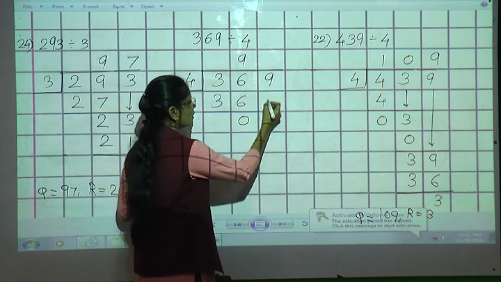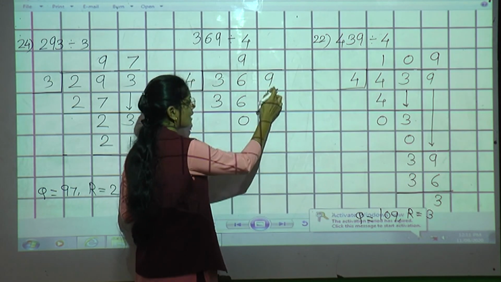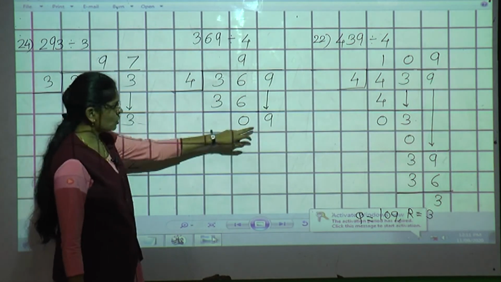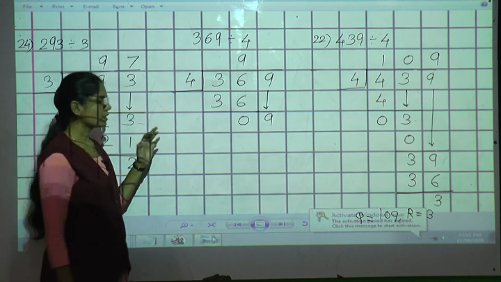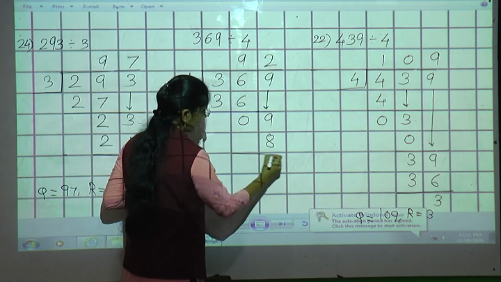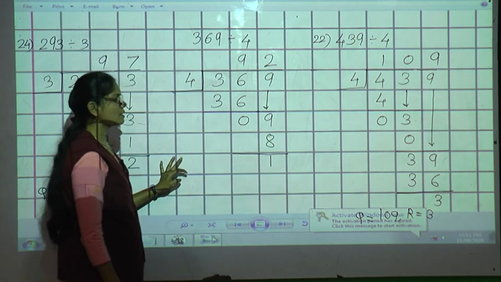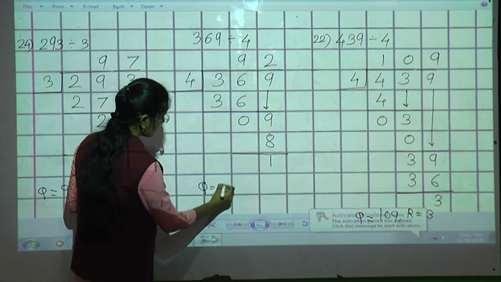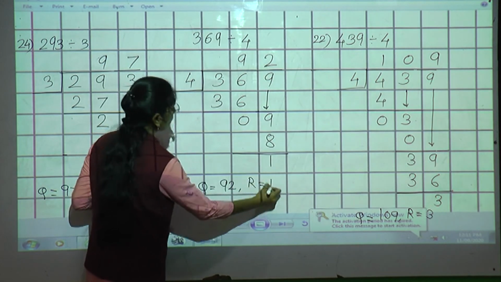In the next step, this number you have to take down. So here 9 is there. So take that 9 down here. Now do the division. 9 by 4. Again in the table of 4, 9 is not there. So 4 2s are 8. Now 9 minus 8, 1. So what is the quotient here? Q is equal to 92 and R is equal to 1.